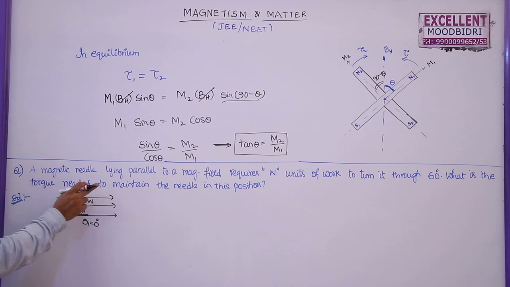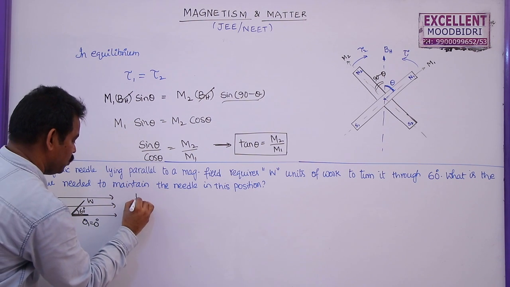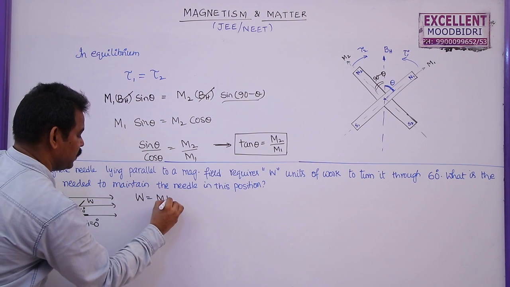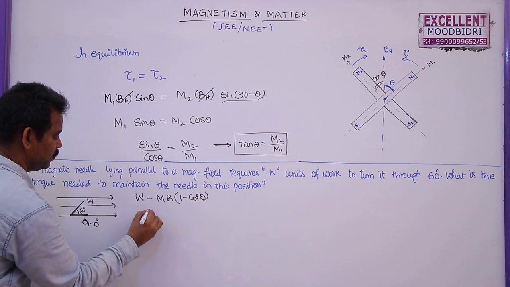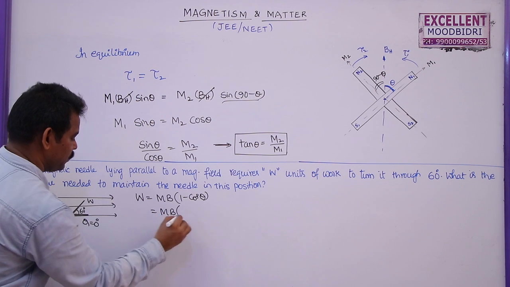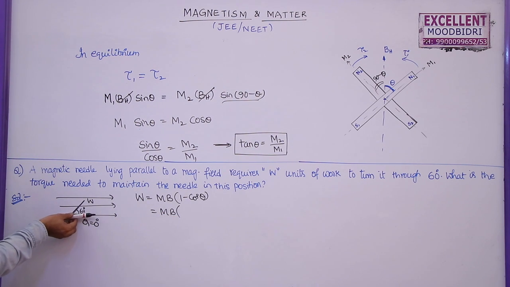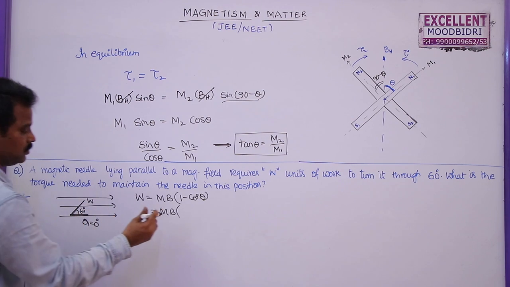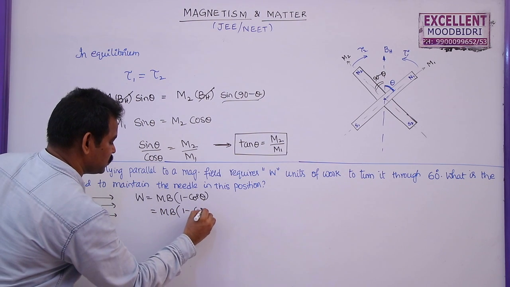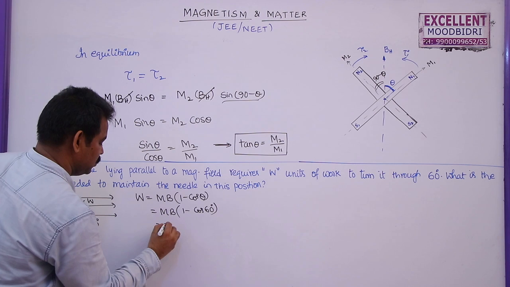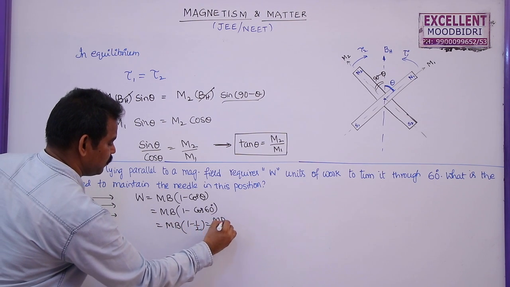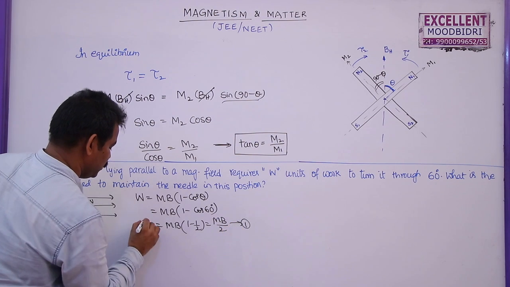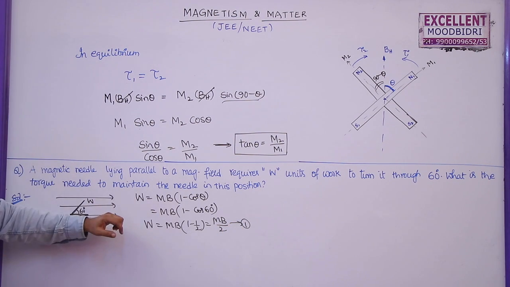The torque needed to maintain this needle in this position, how much torque is required? First of all, work done is given by mB(1 minus cos theta). Previously it was 0, cos 0 is 1, and theta is 60, so this is 1 minus cos 60 degrees. So this is mB into 1 minus half. This is mB by 2, equation 1. So this is the work done to rotate this one from here to here.